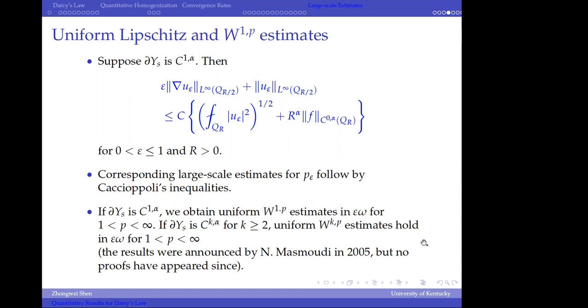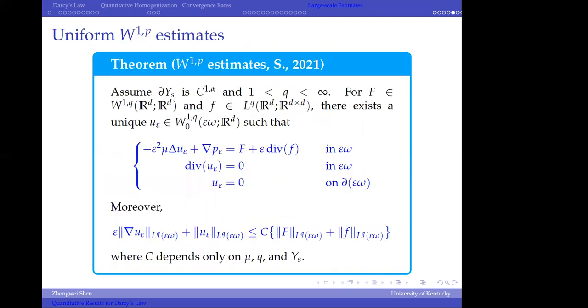Okay, so we can also prove a W^{1,p} estimate. I'm going to state the theorem on the next page for the unbounded domain epsilon omega. And if the boundary is C^{k,alpha}, then you can have a uniform W^{k,p} estimate. This result was announced by Mahmoudi back in 2005, but no proof ever appeared. Okay, so this is the W^{1,p} estimate.